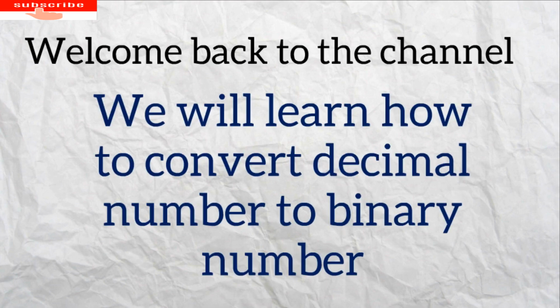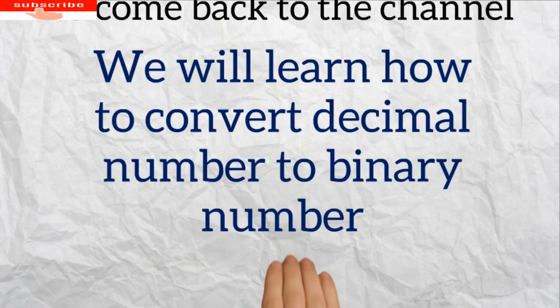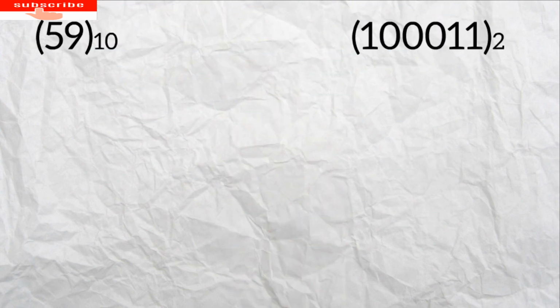Today we are going to learn how to convert decimal numbers to binary. Converting decimal numbers to binary is a fundamental skill that is useful in computer science, programming and various other fields. As you can see here, a decimal number is expressed in base 10 whereas a binary number is expressed in base 2 using only the digits 0 and 1.